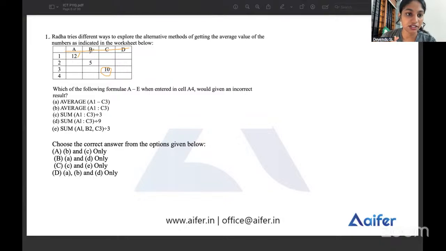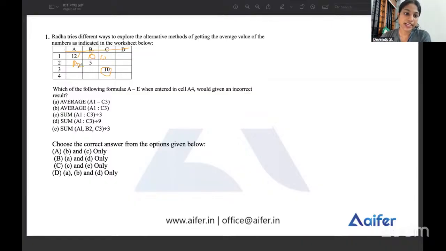What can this cell be named as? This cell is called B1. This cell is called C1. This cell is D1 and this cell is A2. You guys understand how we name a cell.